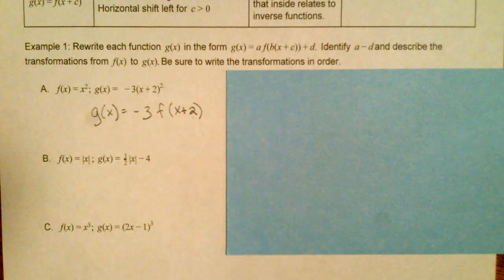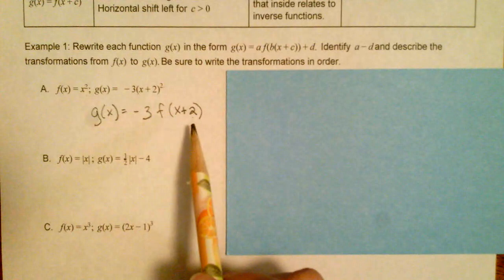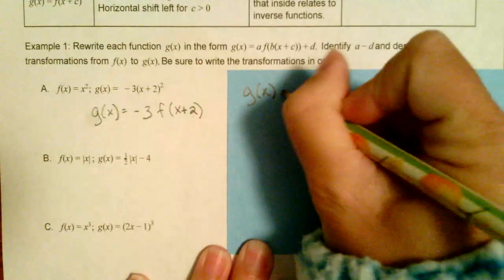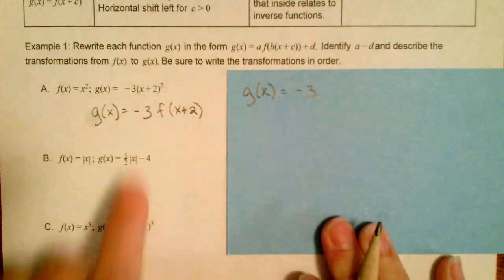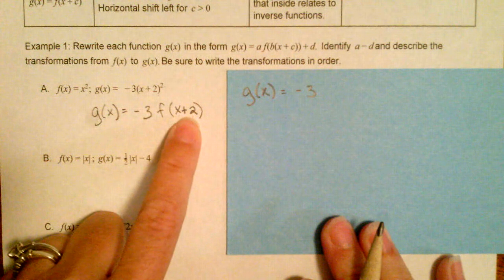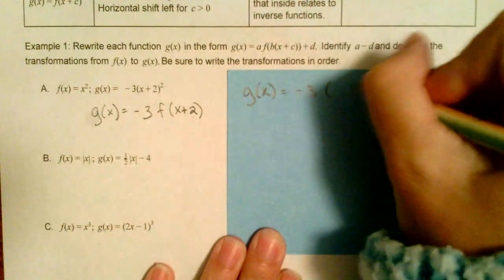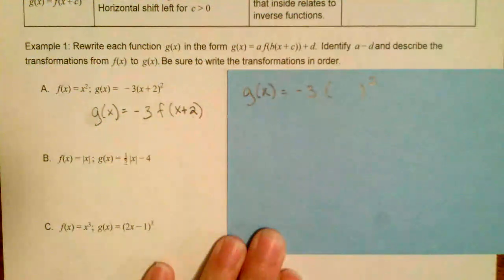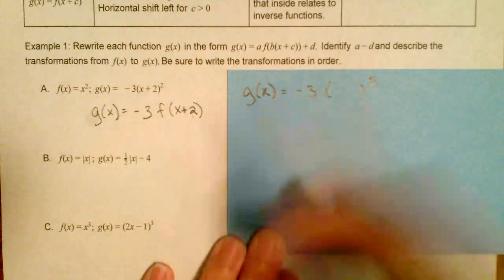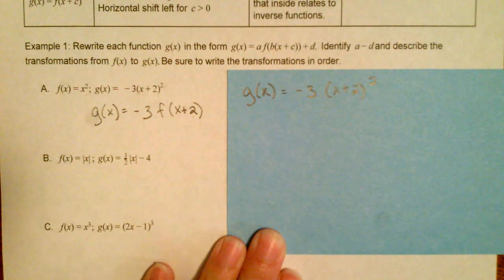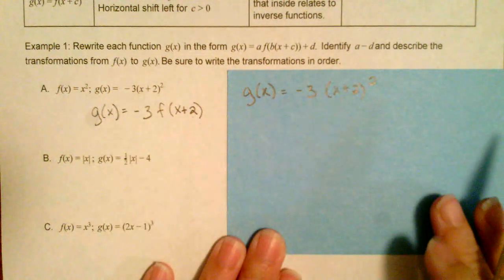So let's just check this. This would be my answer, but let's see if I evaluated this right. So g of x would be negative 3 f of x plus 2. So f of x is my input squared, and my input here would be x plus 2. So that is the equation that I wanted.